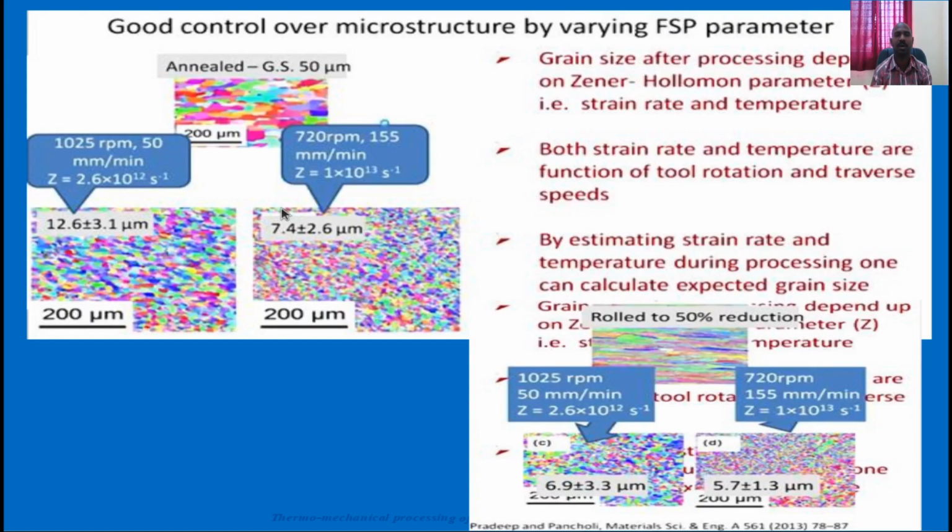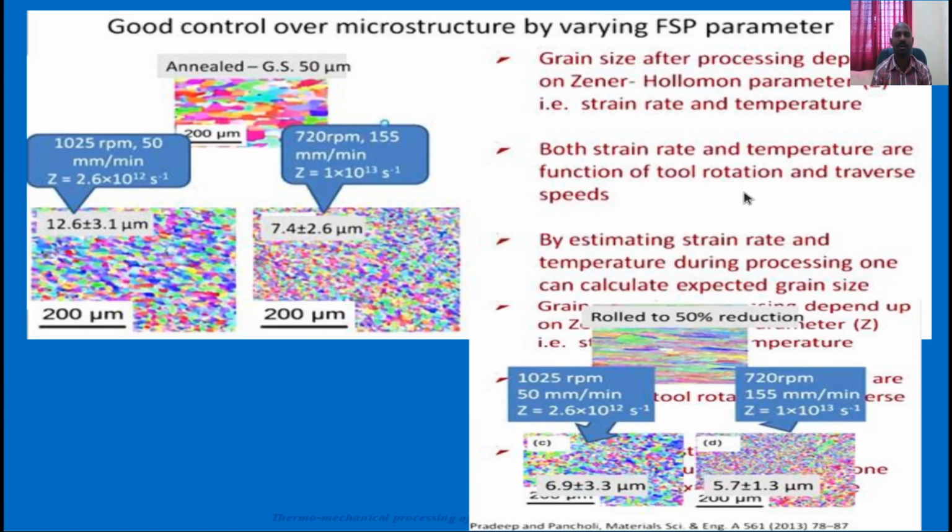And coming to a few more microstructural aspects after friction stir processing, mainly the grain size after processing depends upon a parameter called the Zener-Hollomon parameter. What is discussed in this Zener-Hollomon parameter is nothing but strain rate and temperature. The strain rate and temperature are explained by the Zener-Hollomon parameter. These particular strain rate and temperature are interdependent.